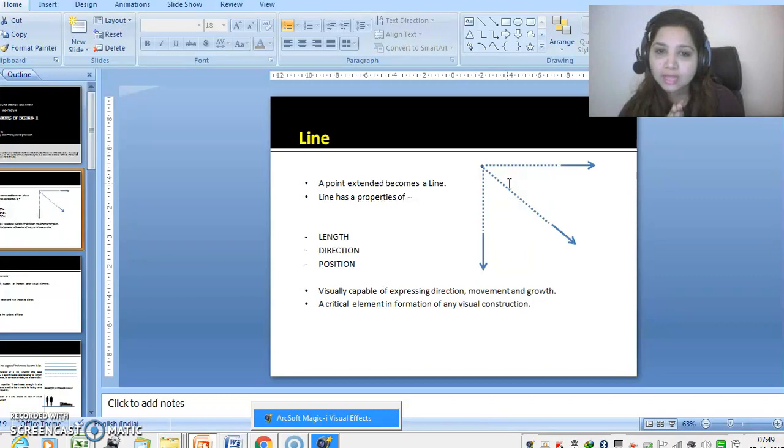Visually, lines are capable of expressing a direction, movement, and growth. A critical element in the formation of any visual constructions. Basically, for drawing or for representing anything, whether it is a product, whether it is a building, or even town planning, you need to use these lines to connect or to communicate.